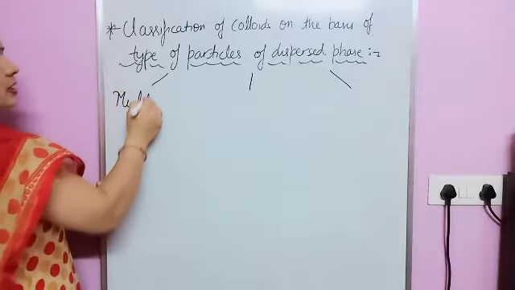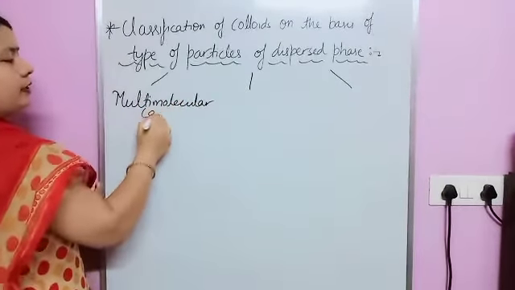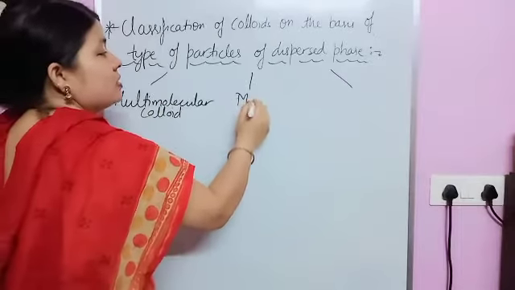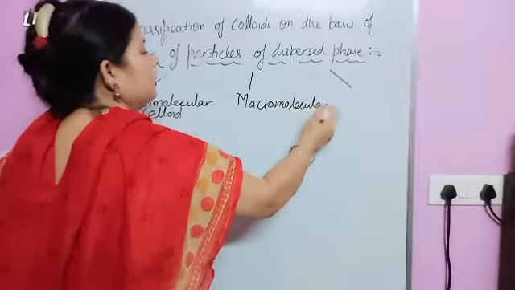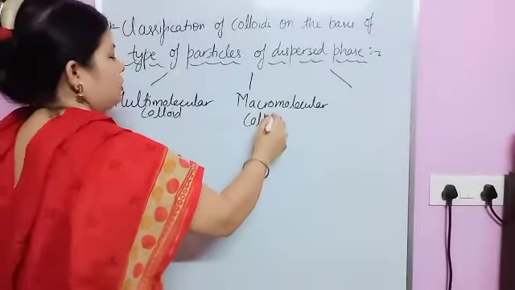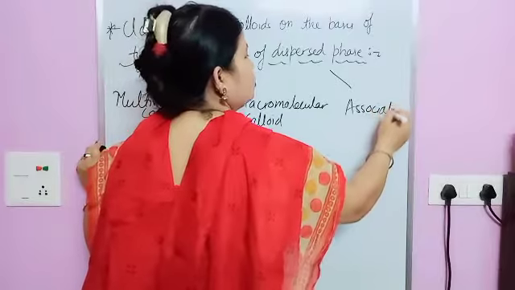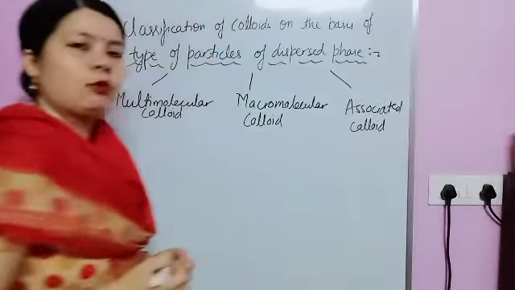One is multi-molecular colloid. Second is macromolecular colloid. And third one is associated colloid. So three types of colloid we have.